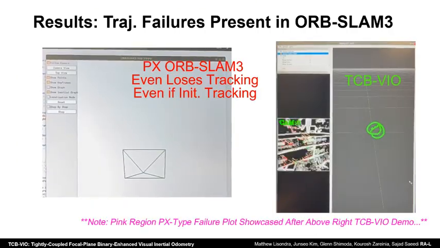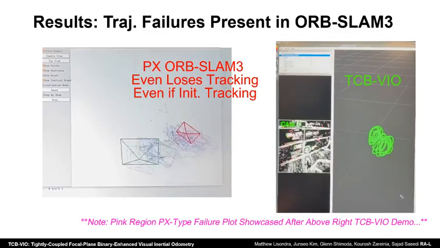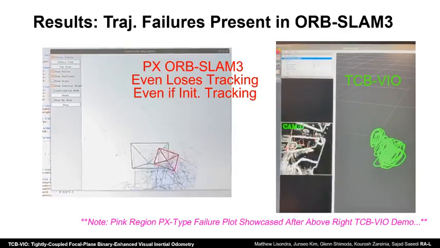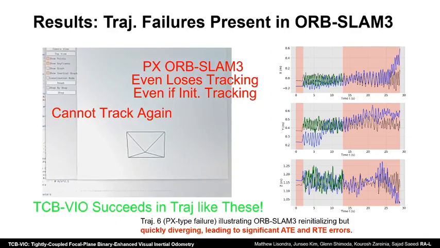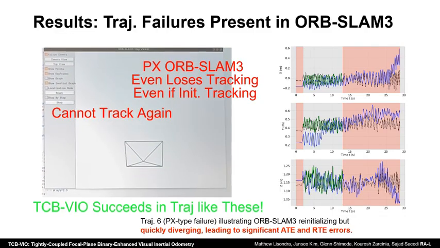and tracked. There's also not just long failures, but partial failures, and you can see here in PX, ORB-SLAM3 here on the right in these pink regions, it fails, but our TCB-VIO algorithm in these cases, these fast hostile motions, still is able to robustly track.